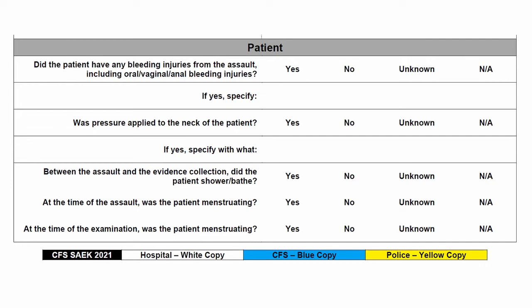The bottom of page 1 asks some questions with respect to the patient. Did the patient have any bleeding injuries from the assault, including oral, vaginal, anal bleeding injuries? The answer here is no. This may need to be completed after the examination is conducted. Was pressure applied to the neck of the patient? Unknown. Between the assault and evidence collection, did the patient shower or bathe? The answer here is no. At the time of the assault, was the patient menstruating? No. At the time of the examination, was the patient menstruating? No.